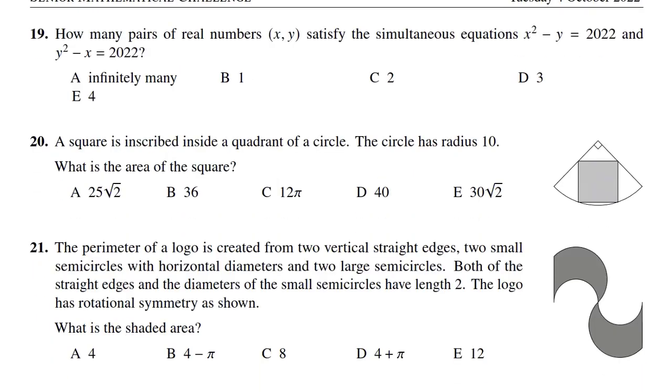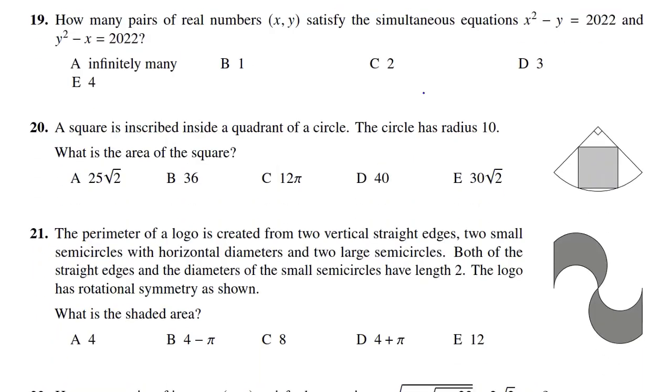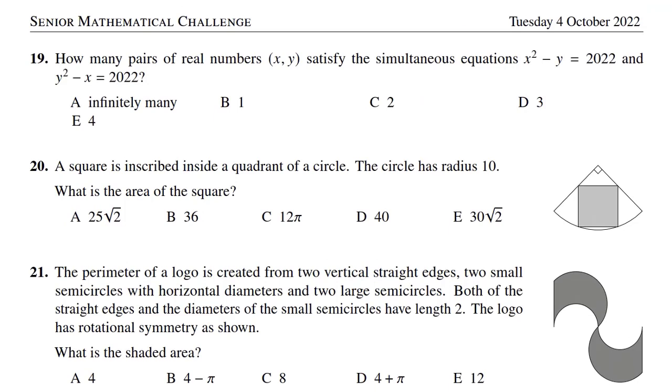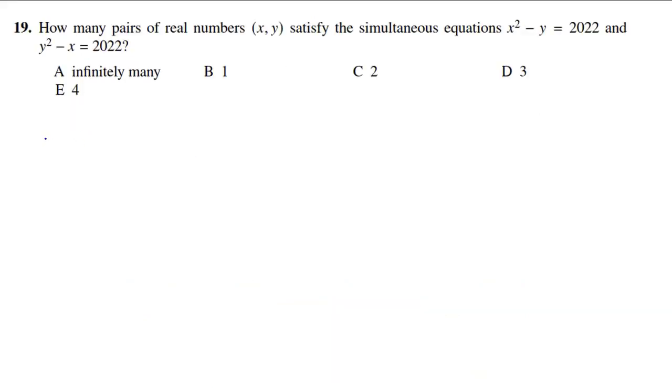Okay, let's try other problems. Problem 19. Okay, so how many pairs of real numbers x, y satisfy the simultaneous equations? x squared minus y equals 2022 and y squared minus x equals 2022. Okay, let's try. So let's write equations on top of each other. x squared minus y equals 2022, y squared minus x equals 2022. When we see similar equations, it's good to subtract.